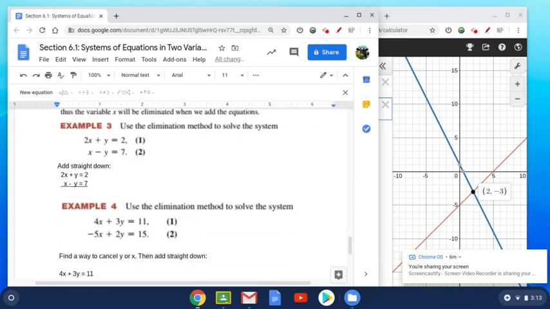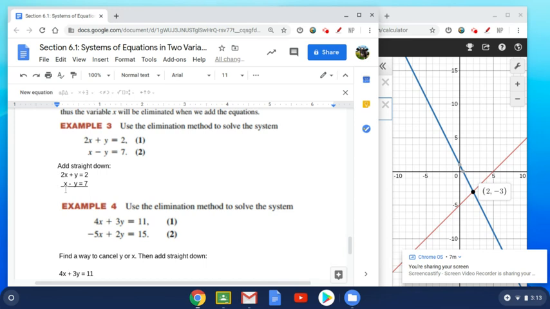The last method that we're going to talk about is called the elimination method. And think about what the word eliminate means. It means to get rid of something, and that's exactly what we're going to do. So when you use the elimination method, you are adding straight down, okay? Just like it was an addition problem with just numbers.